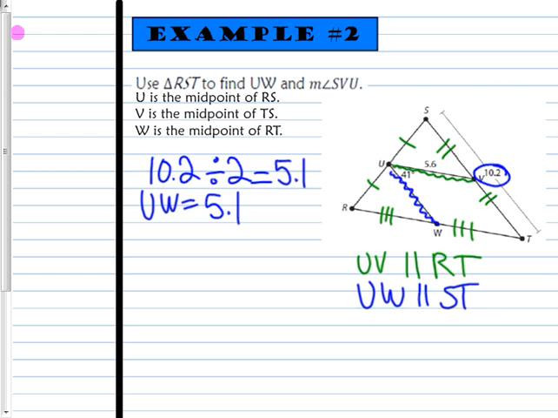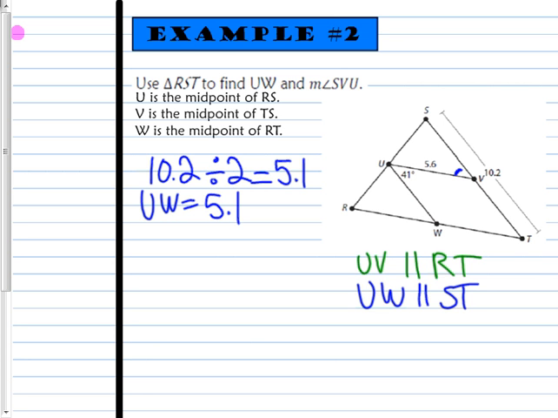Now, since we're working with the midsegment theorem, I'm going to erase what we have on the board just so we can look at the triangle a little bit better. Nothing's clouding it. Since we're working with the midsegment theorem, we're working with a triangle that has some parallel lines built in it. So they want us to find the measure of angle SVU. So we're looking for this angle right here.